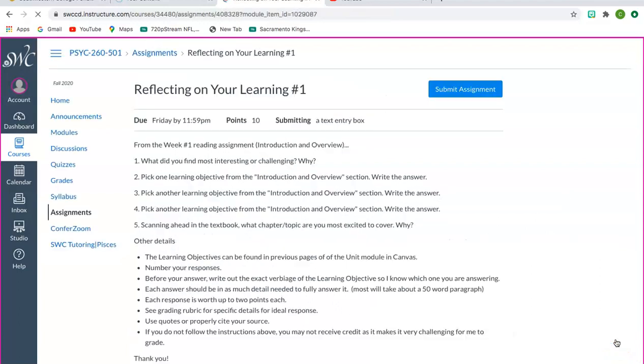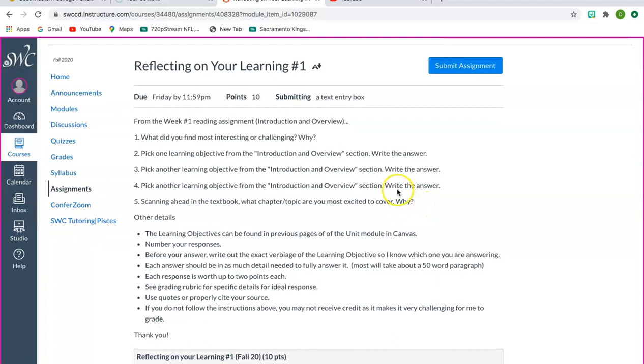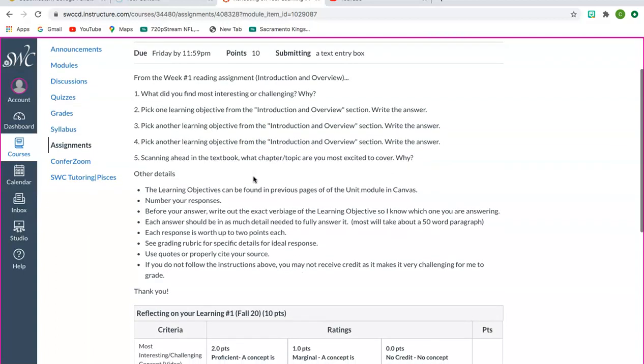All right, so the next page takes you to the reflecting on your learning assignment. You will have one of these per unit. From the Week 1 reading assignment, I ask you to do a few things. What did you find most interesting or challenging and why? And then I ask you to pick one of those learning objectives from that prior page and write out the answer. A few words to the wise.